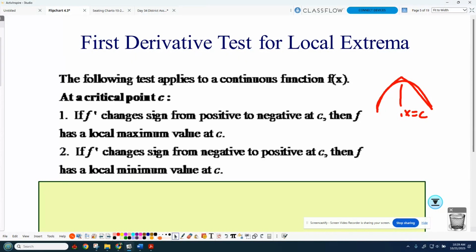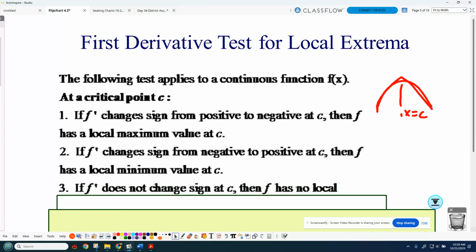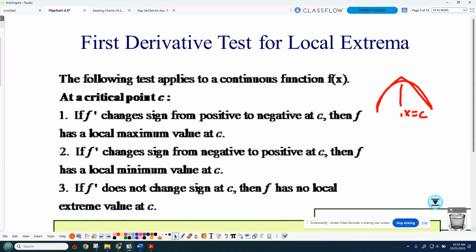Evelyn, what if the sign doesn't change? It's a critical point, but it's not a max or a min.